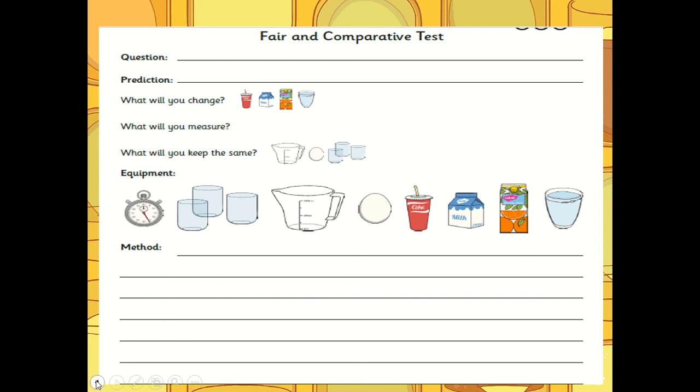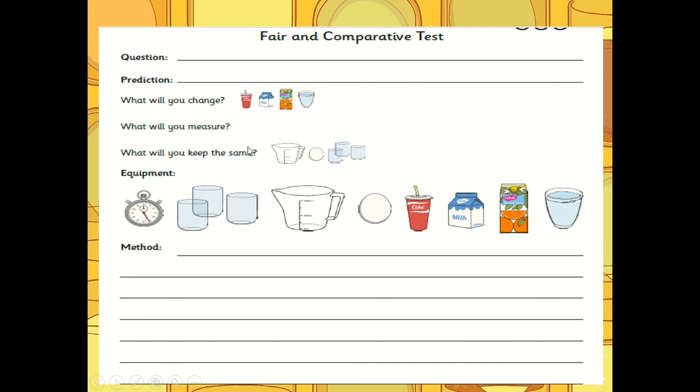Right, this is what our test sheet is going to look like. Okay, fair and comparative test. So you're going to have one of these in your class portfolio, and we are going to test different drinks. Okay, so here we've got Coke, we've got milk, we've got orange juice, and we've got water. So we're going to do something with these different liquids. That's going to be our variable, okay, because we want to test the effect that they have on our teeth.